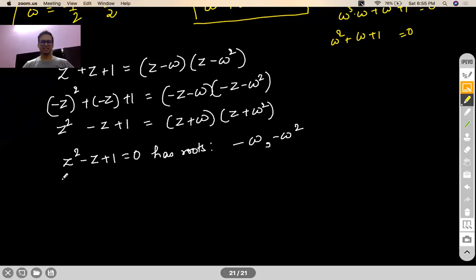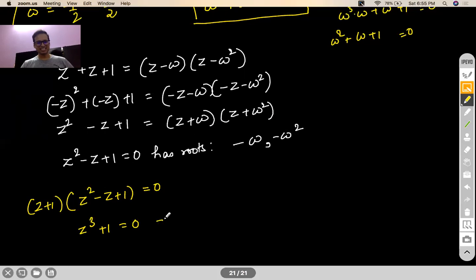Okay, and you will be happy if I just multiply both sides with z plus 1. That means z cube plus 1 equal to 0. Okay, this has roots minus 1, minus omega, minus omega square. Please remember this also, it's very useful.